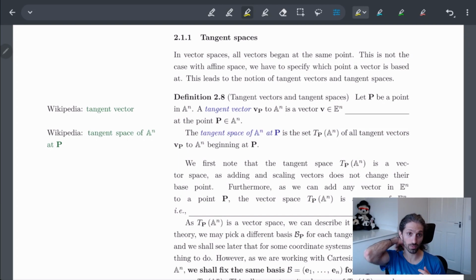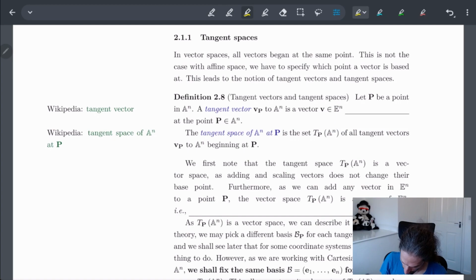So in essence, in vector spaces, we can consider all vectors starting at the same point, right? Everything starts at the same point, so it doesn't matter. But now we want to be able to take that vector and look at it from the lens of a different point. So we want to look at vectors in different point spaces. And this gives us the idea of what's called a tangent vector.